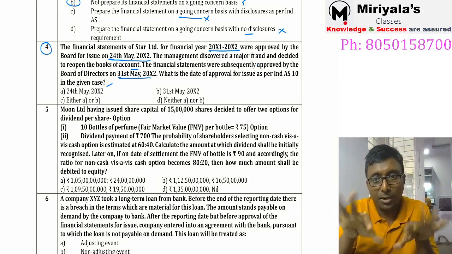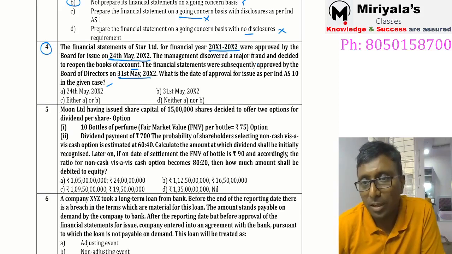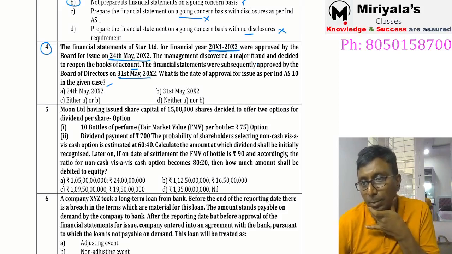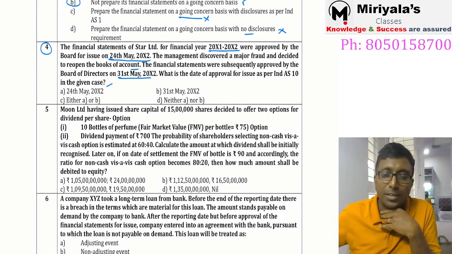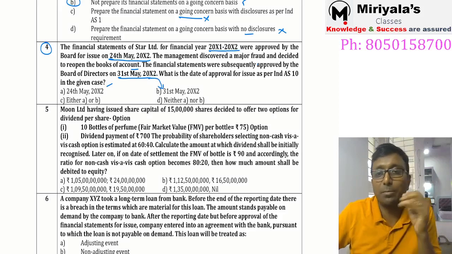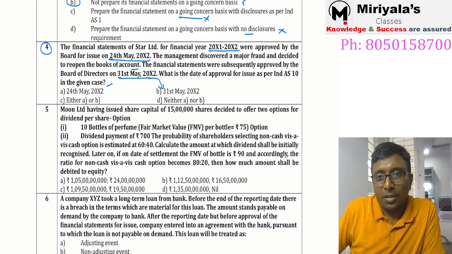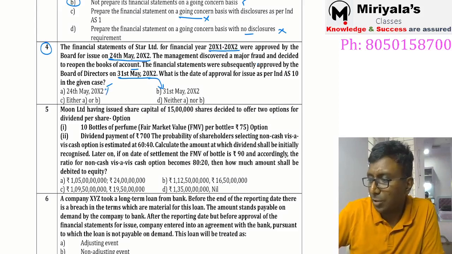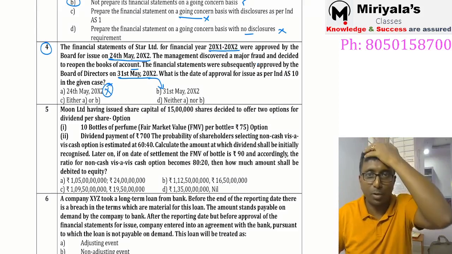Any of these? None of these. People are answering B. Fine, obviously. At the end of the day, which financial statements are you supposed to take? The second round, whatever is completed. That is the date you are supposed to consider, the only date. Obviously not the first one, because those are not the financial statements which are issued. Finally, what is given, that is the important thing.